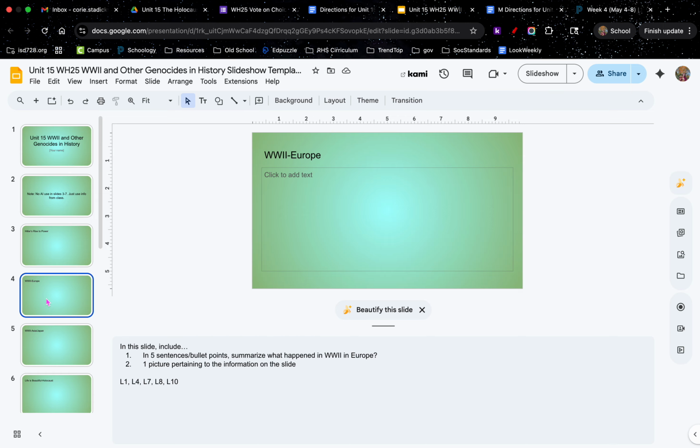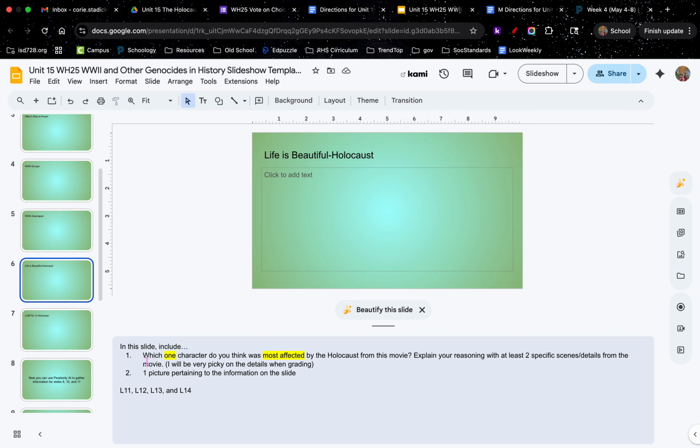And then Life is Beautiful/the Holocaust, which we watched that movie. In this slide, you need to answer this question: which one character do you think was most affected by the Holocaust from this movie? Explain your reasoning with at least 2 specific scenes/details from the movie. I'll be very picky on the details when I'm grading. Nothing generic. Give me specific scenes. And then 1 picture pertaining to the information in the slide. And of course, we watched Life is Beautiful in lessons 11, 12, 13, and 14.